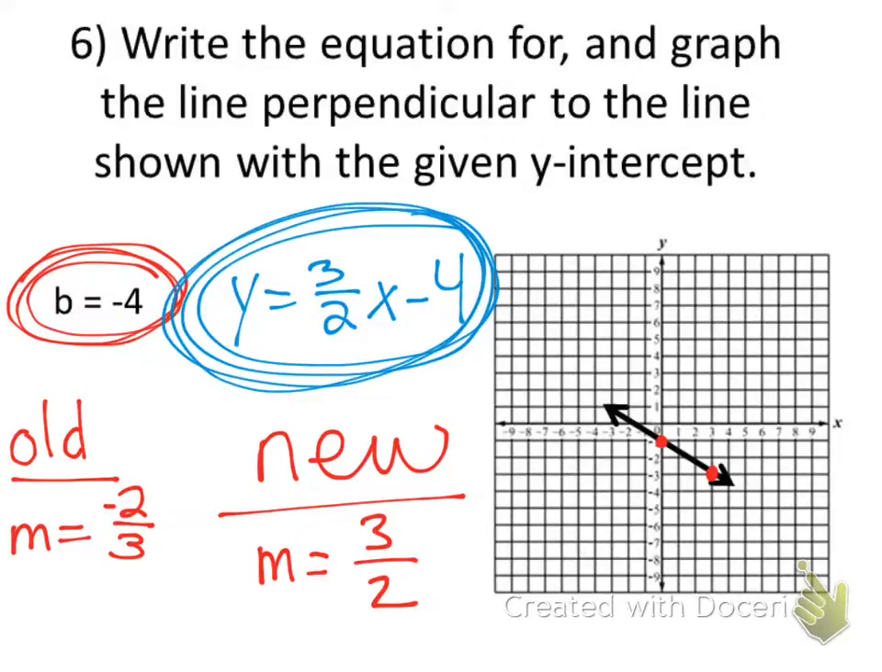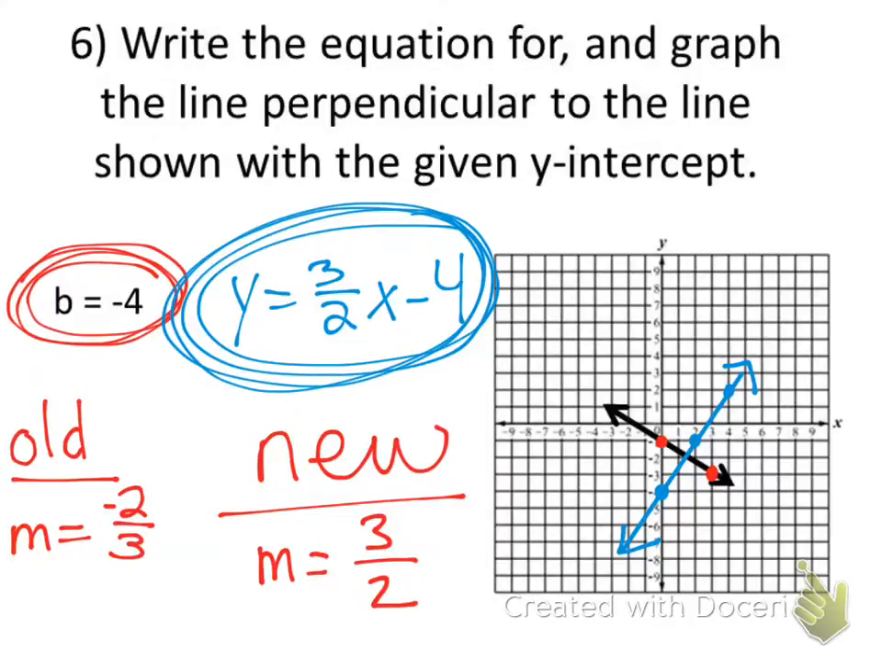However, I'm going to continue with the problem. I'm going to graph it. So I start at the b value, which is negative 4. Then I am going to rise 3 and run 2. So up 1, 2, 3, right 2. Up 1, 2, 3, right 2. And then connect it with something super straight. Then pause and ask yourself, are these lines perpendicular? Yes, they're just crisscrossing perfectly.